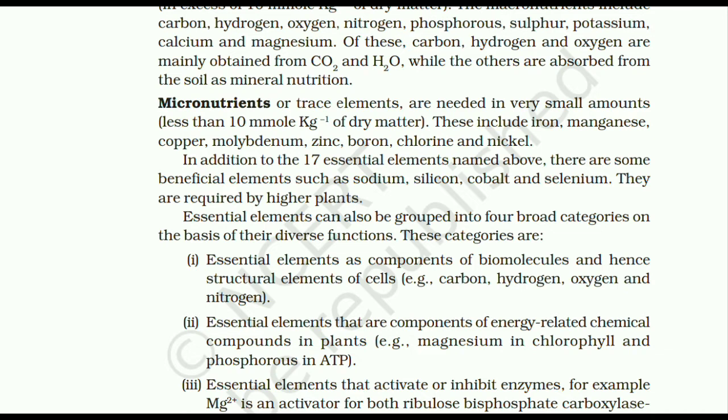In addition to the 17 essential elements named above, there are some beneficial elements such as sodium, silicon, cobalt, and selenium. They are required by higher plants.